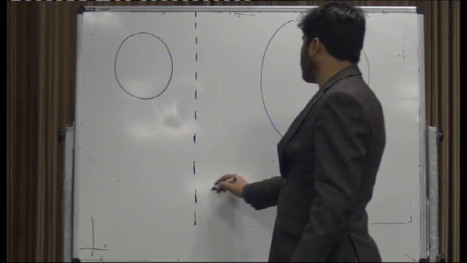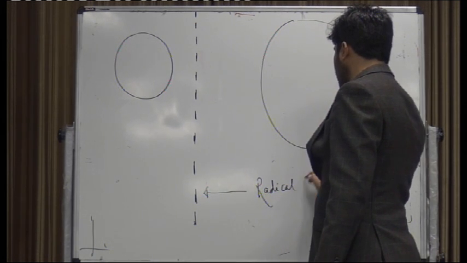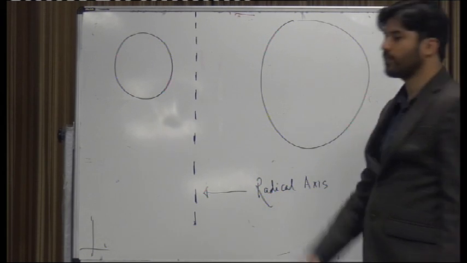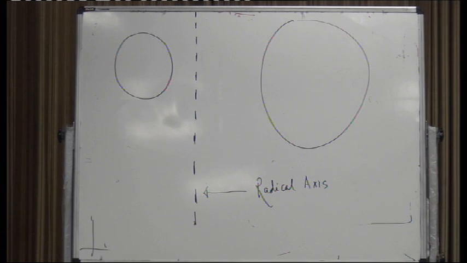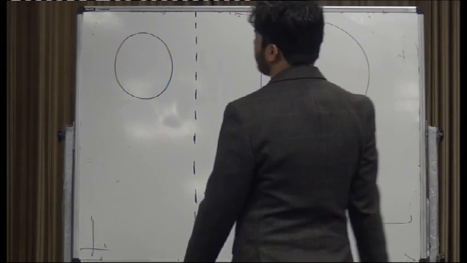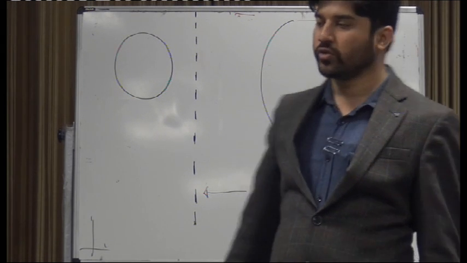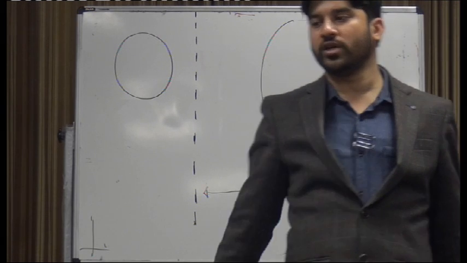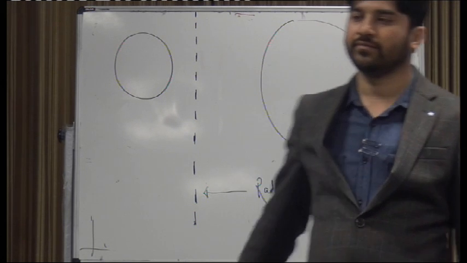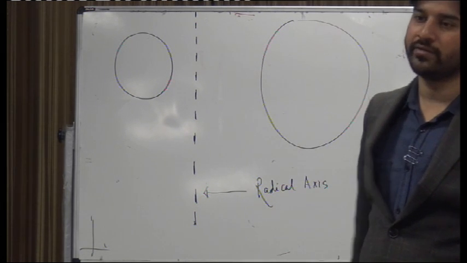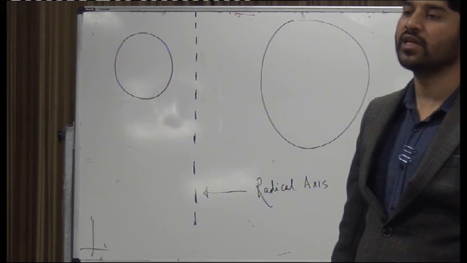Now this is called radical axis. It is called radical axis. What is the definition? Radical axis would always exist between two circles. So basically it is a locus. It's a path, no? So it's a locus of a moving point such that the power of that point with respect to the two circles whose radical axis it is would always be equal.